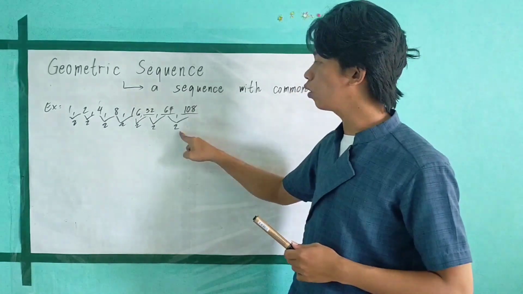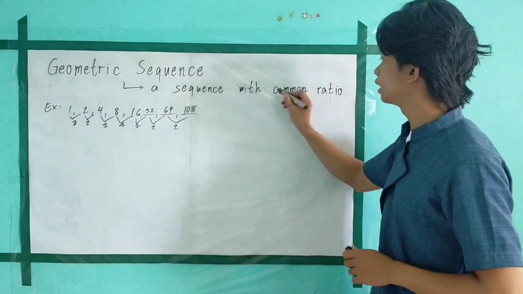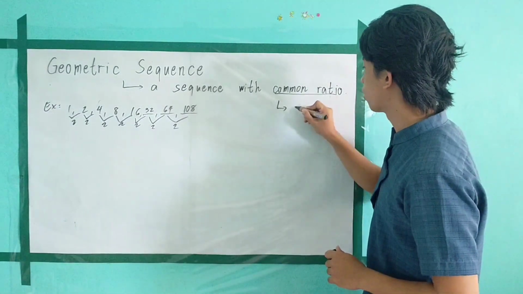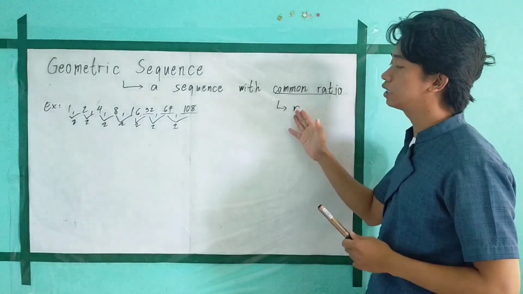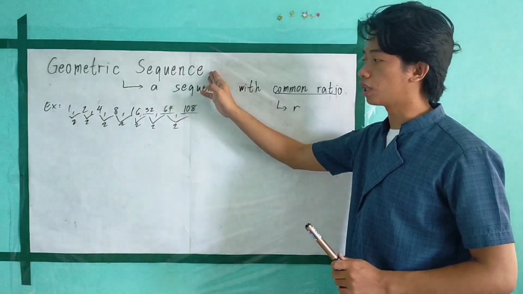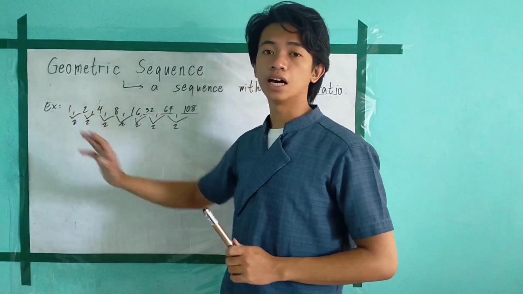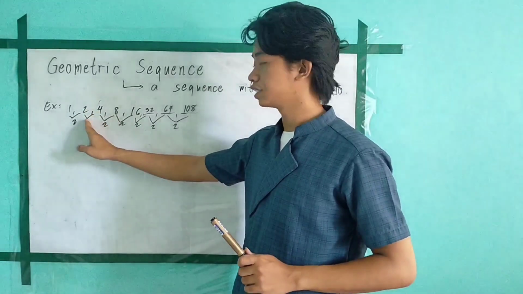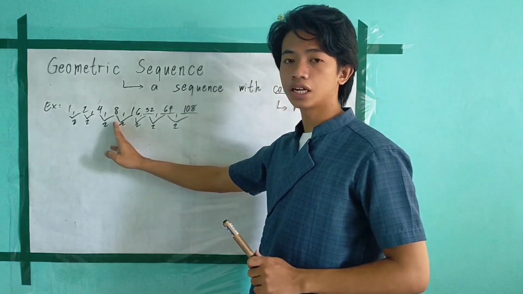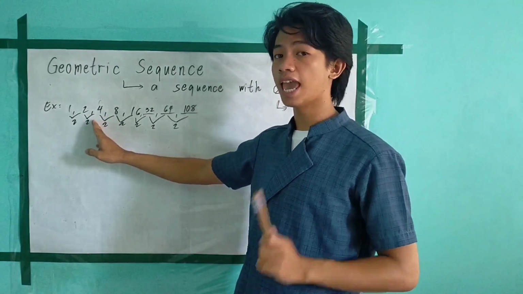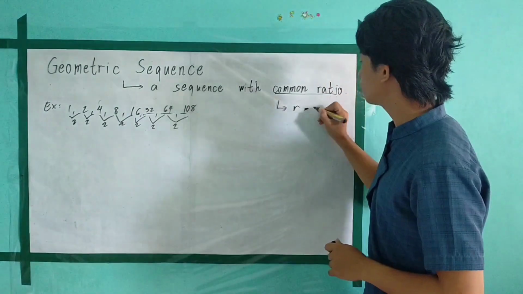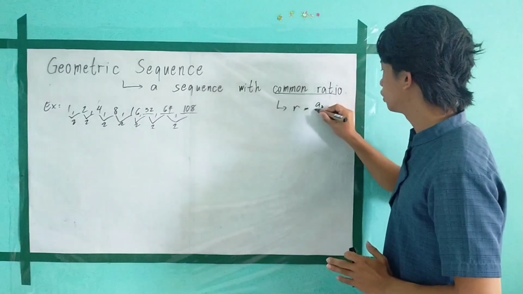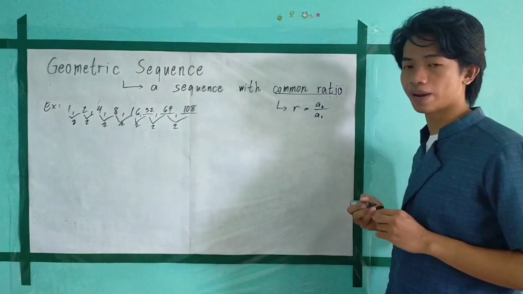This also implies that this 2 here is what we call the common ratio. Common ratio is denoted by small letter r. To find the common ratio in a geometric sequence, divide the second term by the first term, or the third term by the second term, the fourth term by the third term, and so on. So the formula in finding the common ratio in a geometric sequence is r = a sub 2 divided by a sub 1.